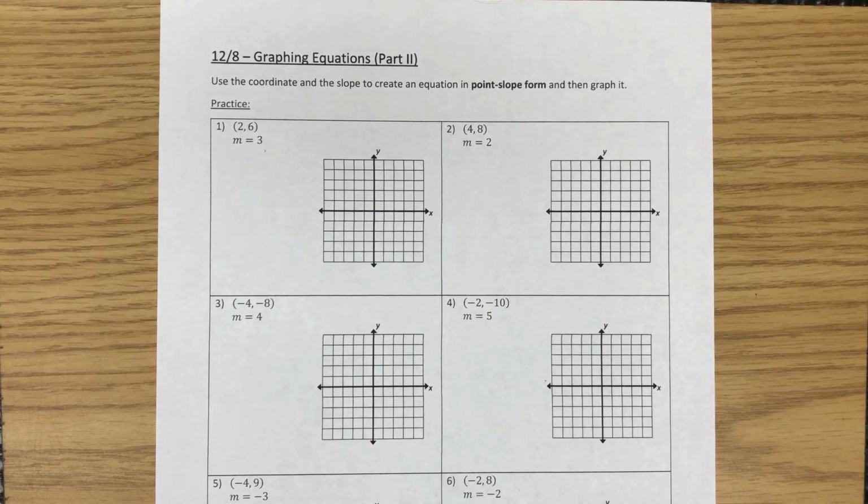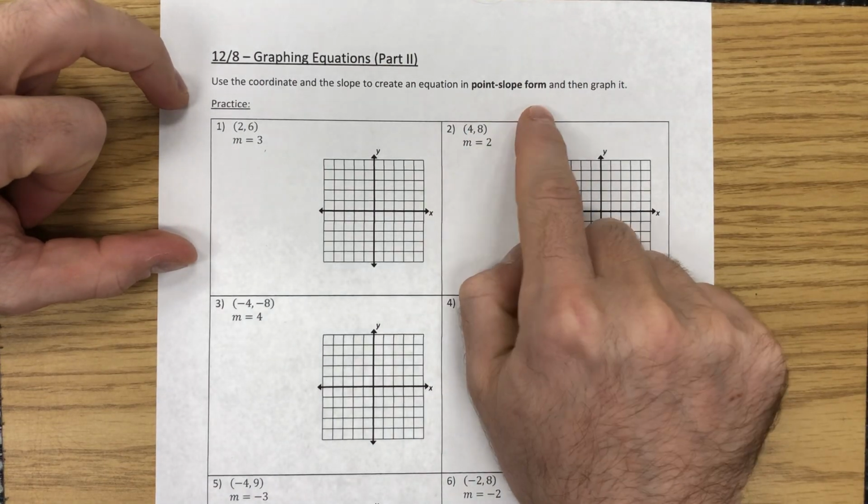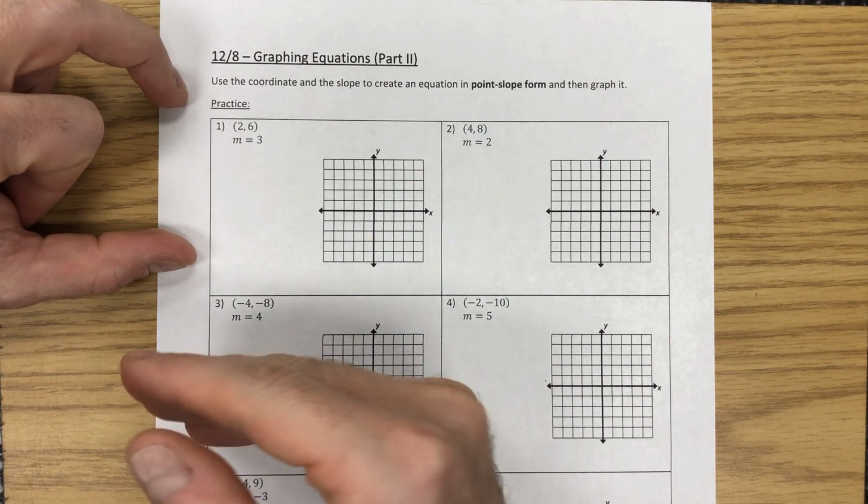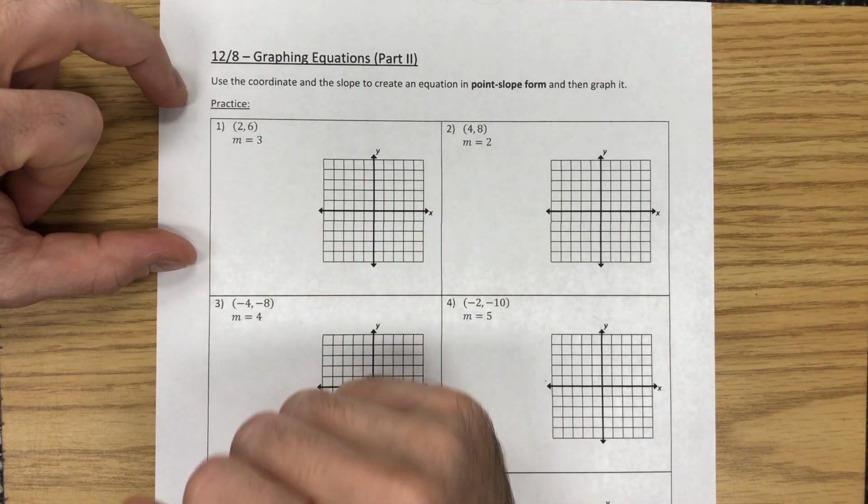So today we're going to be graphing equations, and this is going to be similar to one of our previous videos, where we're going to be using, in this case, point-slope form. The idea is that we're given both a point and a slope, so we can literally just take the information, plug it in, and solve it.